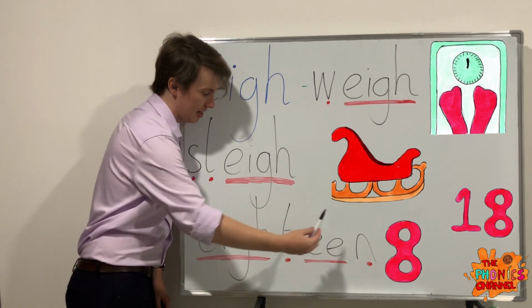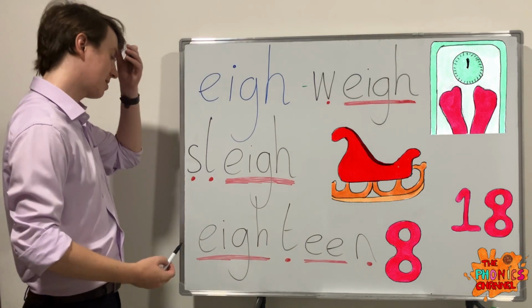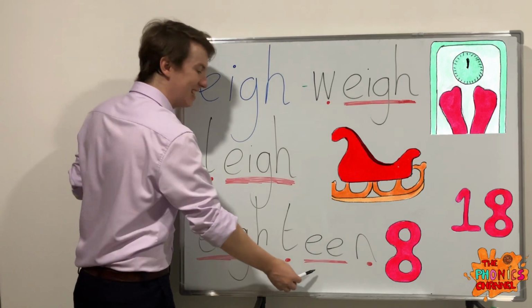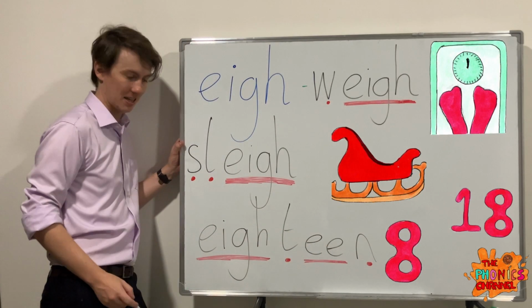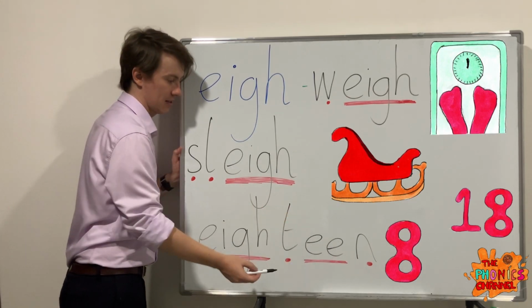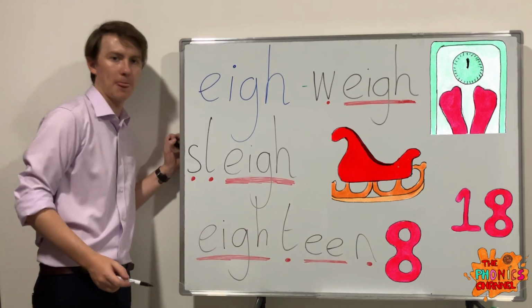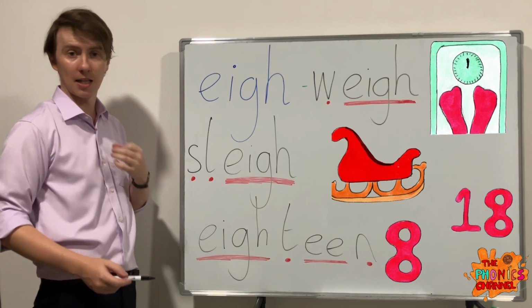Okay, so how many sounds does 18 have? 18. 1, 2, 3, 4. 4 sounds and 8 letters. 1, 2, 3, 4, 5, 6, 7, 8. Okay, I'm going to E sound here. E, 2-letter sound. Okay, so let's go through them all again together.